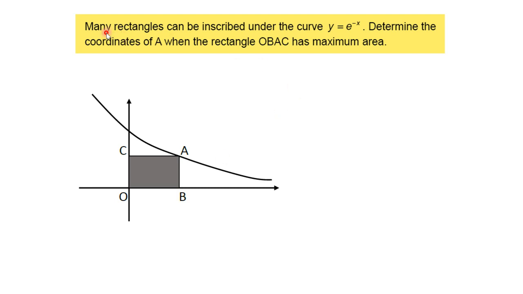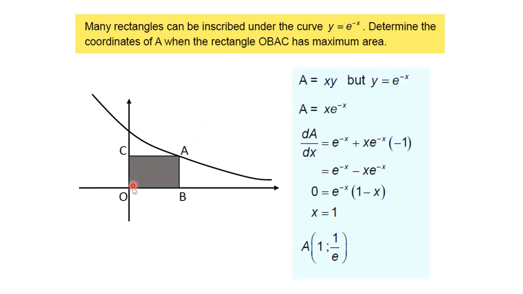So let's have a look. Many rectangles can be inscribed under the curve y equals e to the negative x. Determine the coordinates of A when the rectangle OBAC has maximum area. So I want to get the maximum area for this rectangle. So remember, if I want maximum area, I first need a formula for area. Then I differentiate, then I make it equal to 0. So let's look at what we've got.